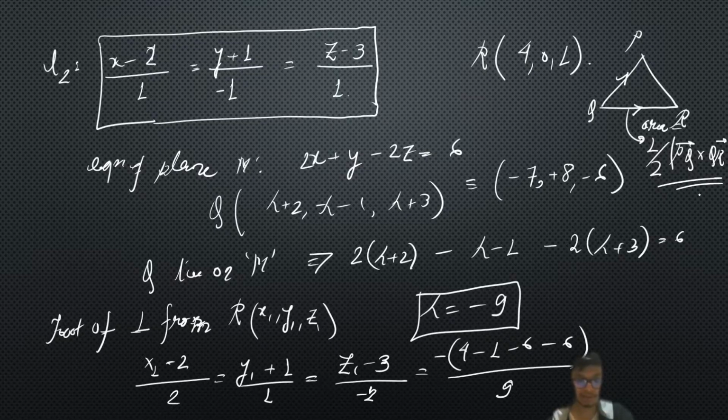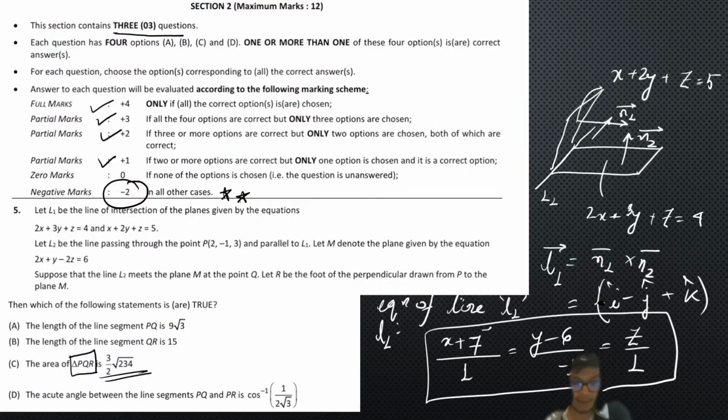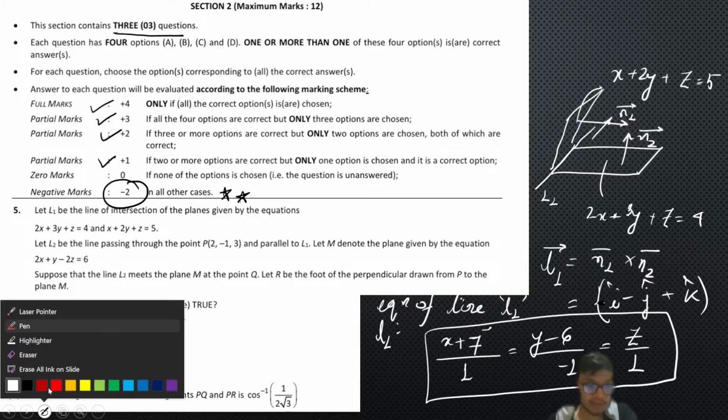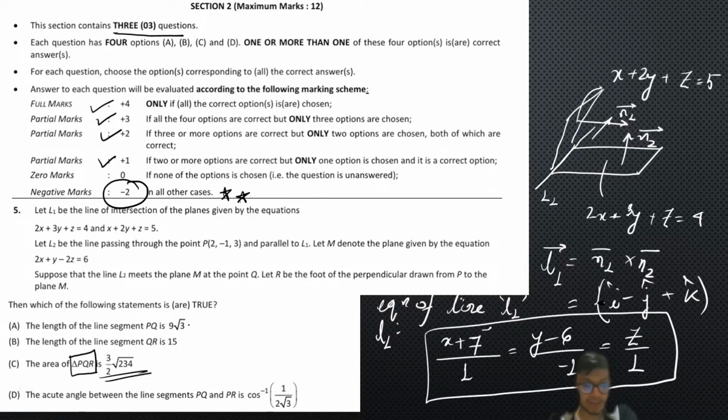So with this you will see that the area is going to come out from there. Okay, and so what results I have got so far is that you have to also find out the length of the segment PQ. It is very simple. If you just find it by the distance formula, the length of the segment PQ is going to come out as 9 root 3. So therefore option A is going to be correct.